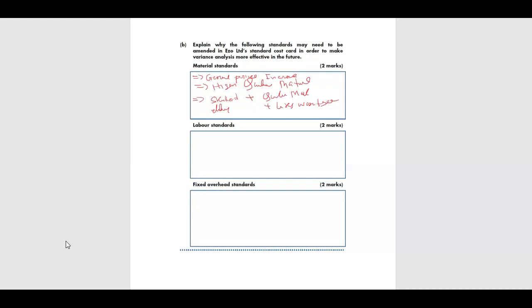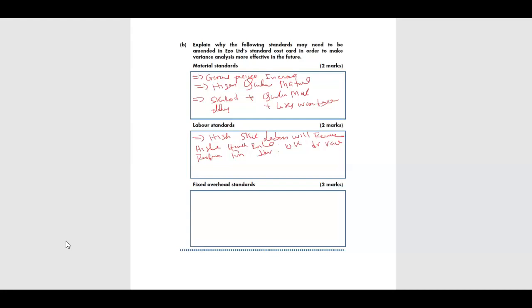The next point we have is the labor standard. Of course, the first point here, a higher skilled worker will be paid a higher hourly rate. So higher skilled labor will receive a higher hourly rate, and of course this is the reason that will bring 10,000 adverse rate variance. So 10k adverse variance, reason for that.